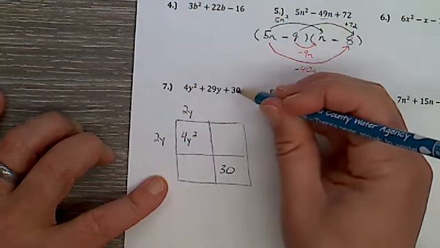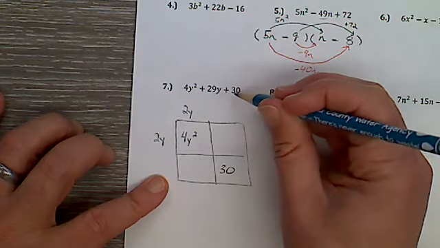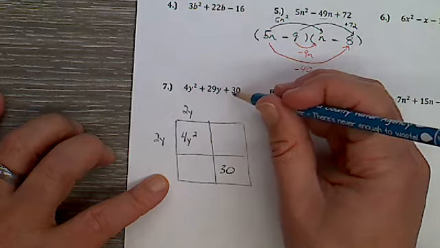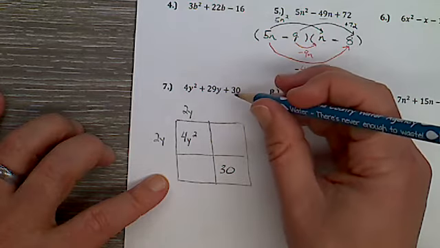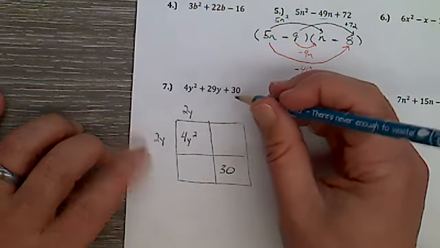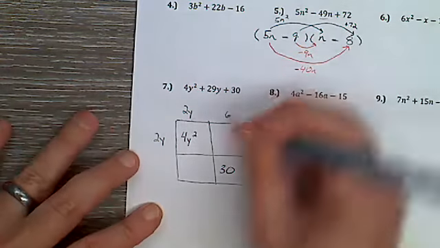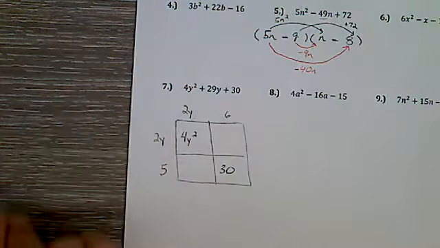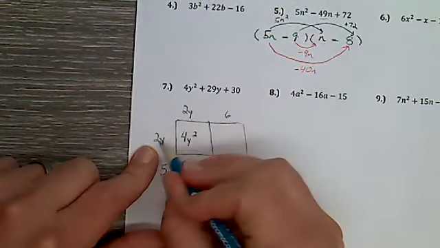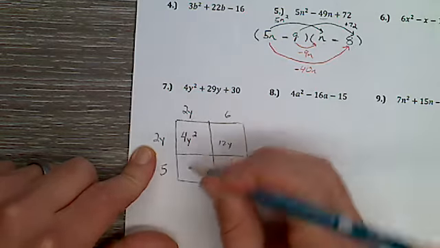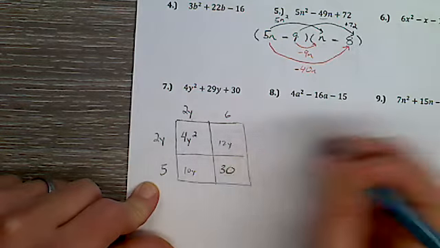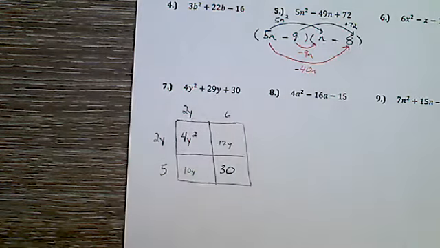All right, so 30, I'm thinking 6 times 5, or 3 times 10, or 15 times 2. Let me do 6 times 5 really quick and see if it works. That would give me 12y, 10y. That does not add to 29. You can see it didn't work, because this adds to 22. So it's not 6 and 5.